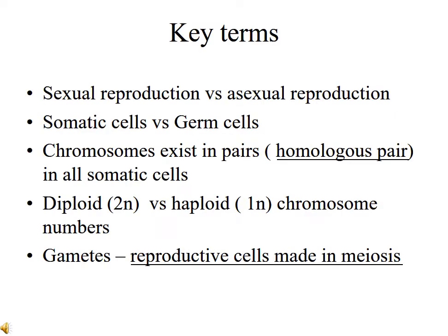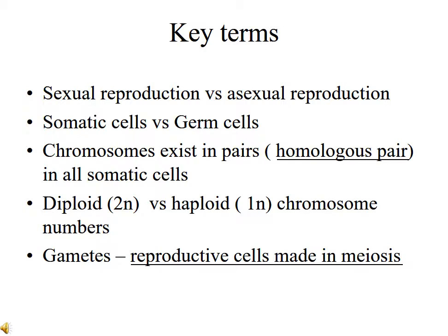Today in this section, we're going to be looking at another process of cell division called meiosis. Now, before we can get an appreciation for meiosis, we need to review some key terms. First of all, sexual reproduction versus asexual reproduction. In sexual reproduction, we're going to have recombination of genetic material, whereas in asexual reproduction, this does not occur. For example, a bacteria will just divide in two.